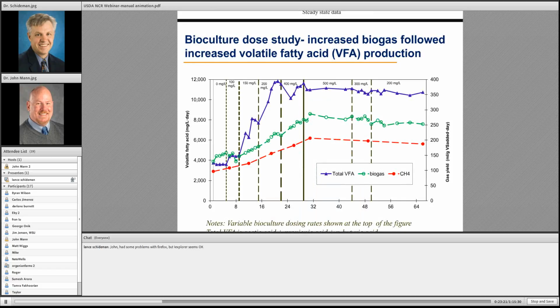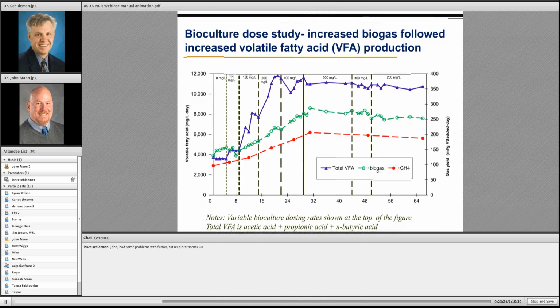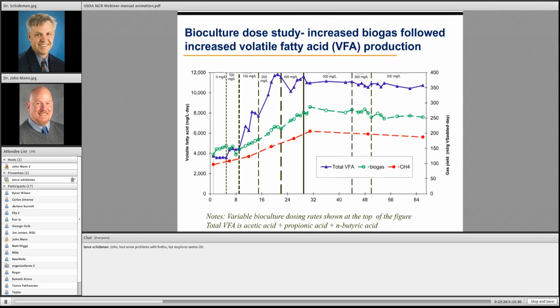When we looked at the bioculture dosing, we gathered some data that's useful for confirming the mechanism. In this case, you can look at the blue line, which is the total volatile fatty acids. As we increased the bioculture dose from 0 milligrams per liter on the left-hand side up to 400 milligrams per liter and then 500 milligrams per liter, there was a steady increase in volatile fatty acid production. Towards the end of the test, we stepped it back down to 300 and 200 and showed that we could back off a little bit on the dosing of the bioculture.